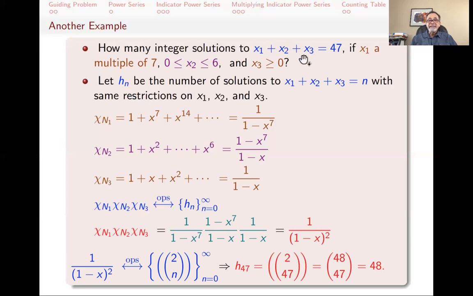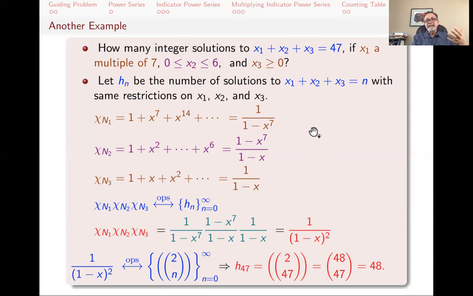If you take 27 and divide it by 7, you'll have a quotient and a remainder. The remainder is going to be between 0 and 6, and that's going to be x2. The quotient is going to be the answer to x1. And there's always one quotient and one remainder, as long as you make the remainder between 0 and 6. And so for every choice of x3, you have exactly one choice for x1 and x2. And so the number of solutions is 48.